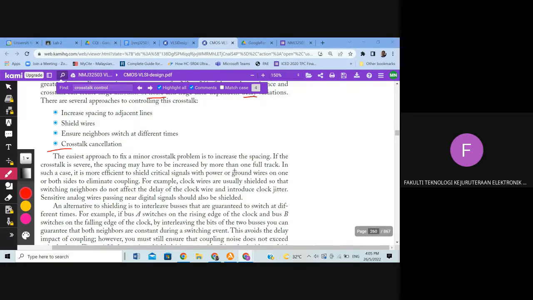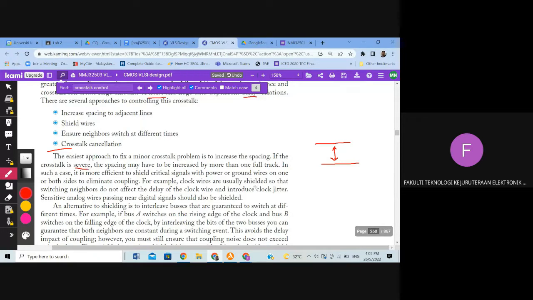For example, the easiest approach to fix a minor crosstalk issue is to increase the spacing. So if the crosstalk is severe, the spacing may have to be increased by more than one. This depends on the situation. So if we increase the spacing between the neighboring wires, then the crosstalk issue will be reduced, depending on the severity of the crosstalk.